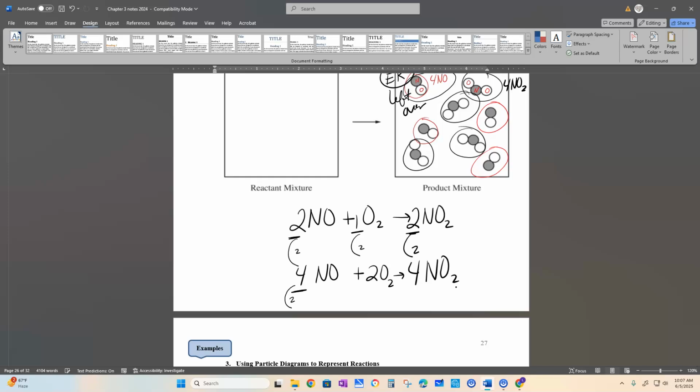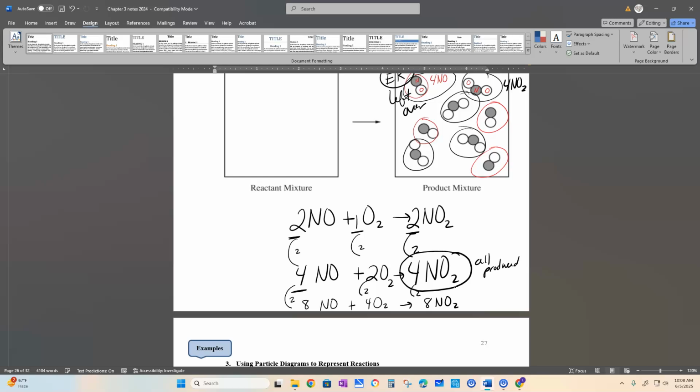So what if I times it by 2 again? 4 times 2 is 8 NO. And then another 2 is 4. Well, for this reaction to have no limiting or excess, I would have to produce this much NO2. And I don't have that many. I have only this. This is all I produced.